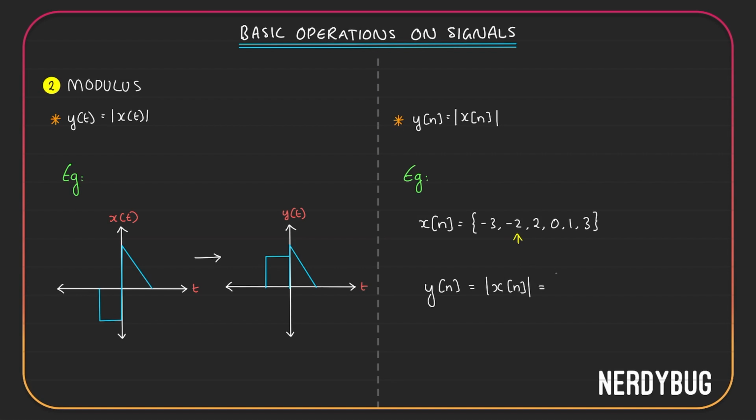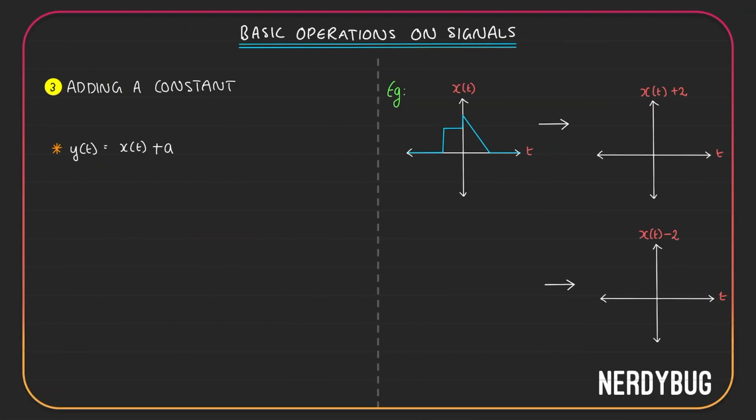We'll take the modulus or the magnitude of every number. Modulus of -3 is 3, modulus of -2 is 2, modulus of 2 is 2, 0 is 0, 1 is 1, 3 is 3. And which one is the zeroth term? Obviously the one that is corresponding to the original zeroth term -2. So 2. Let's move on to the next operation, which is adding a constant. So we have x of t, to which we are adding a constant a, and we get y of t.